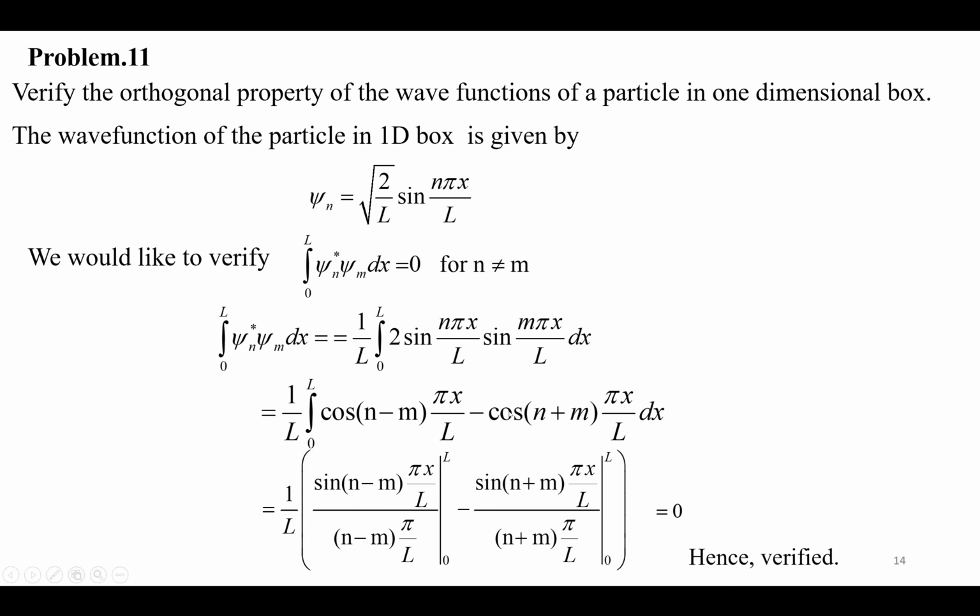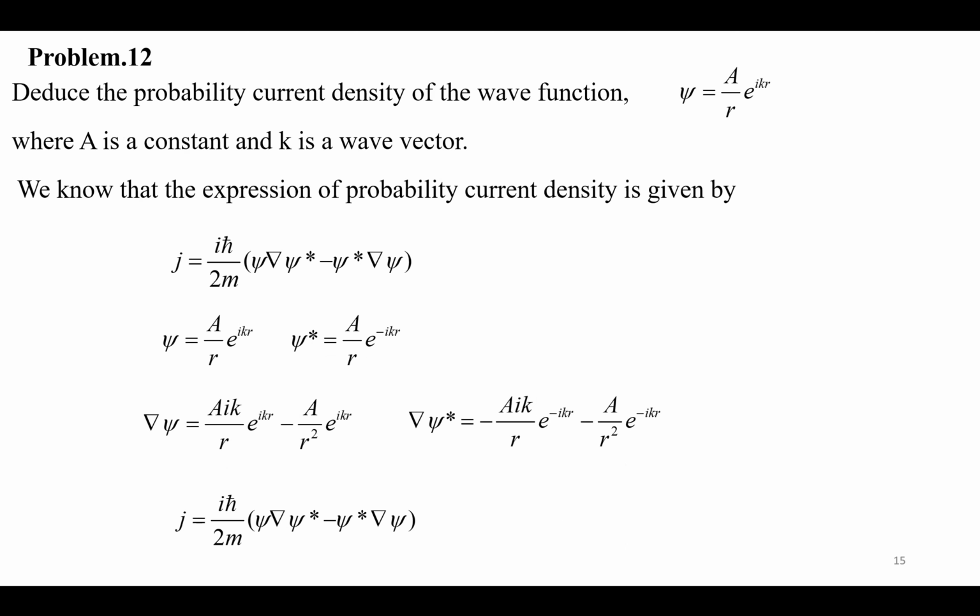Now we integrate individually. That will give us sin n minus m multiplied by pi x by L divided by n minus m pi by L. Similarly the other term. We just substitute the limits. Of course, we are now going to substitute the upper limit. The L will cancel. So sin pi is 0. So this term also will become 0 and this term also will become 0. So the final answer is 0. So it has been verified as the orthogonal property, that is, the integral of psi n star psi m dx equals 0. Hence we have verified the orthogonal property of the wave function of a particle in one dimension.